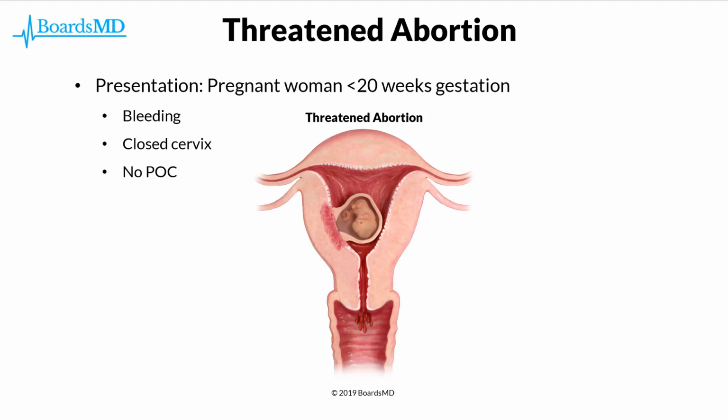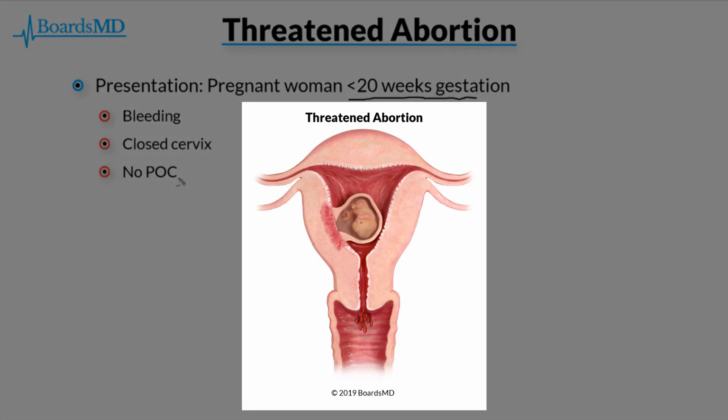Moving on to the first of our spontaneous abortion subtypes, we have threatened abortion. This will of course occur in a pregnant woman who is less than 20 weeks gestation, as that is our cutoff for spontaneous abortion as opposed to intrauterine fetal demise. These patients in board vignettes will present with vaginal bleeding, a closed cervix, as well as no products of conception present in the vaginal canal.